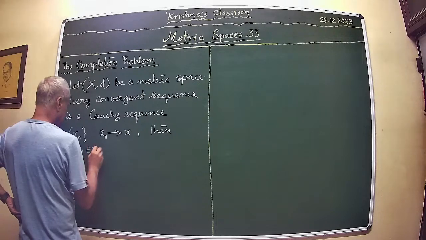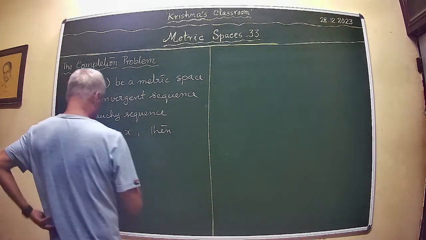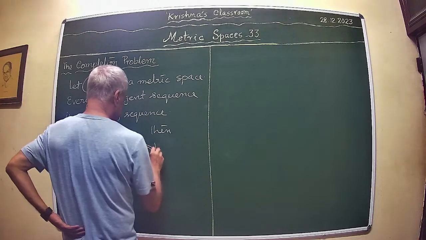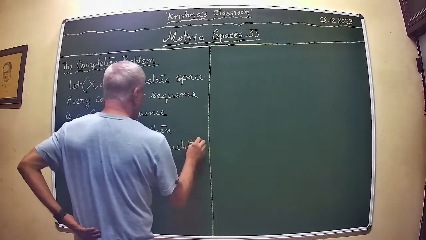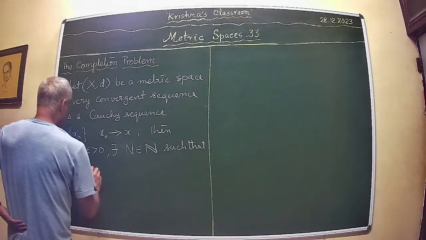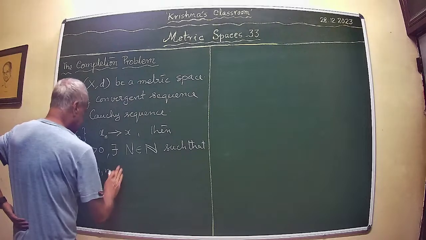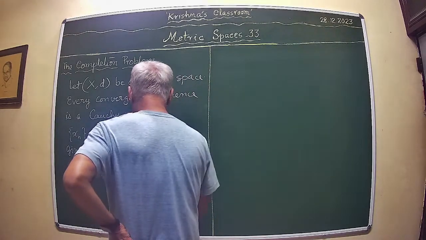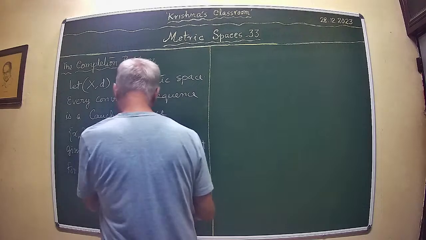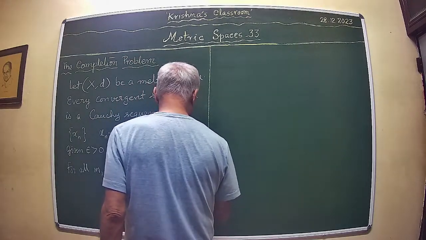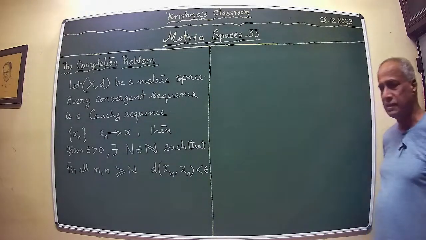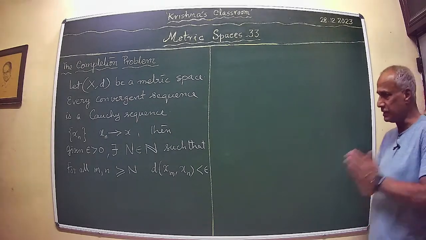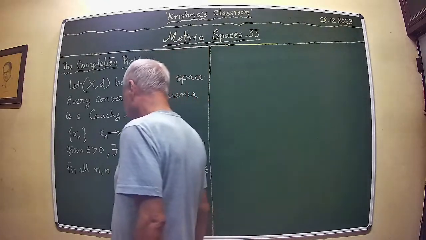given epsilon positive, there exists n belonging to N such that for all m, n greater than or equal to n, the distance of Xm and Xn is less than epsilon. That means the tail of the sequence will start getting closer and closer. So, for every convergent sequence, this can be easily shown.